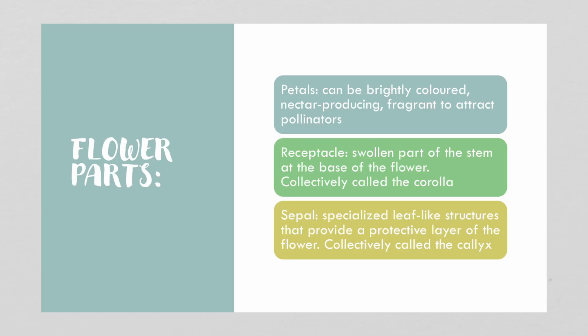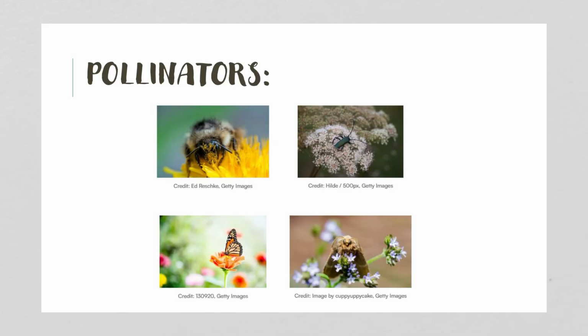So petals can be brightly colored, as I mentioned before. They can also produce nectar. They can be fragrant, and the whole goal is to attract their pollinators. The receptacle is the swollen part of the stem at the base of the flower. Collectively, the petals are called the corolla. The sepals are specialized leaf-like structures that provide a protective layer for the flower, and altogether the sepals are called the calyx. Many of our pollinators are insects, so bees, butterflies, moths, and so on.